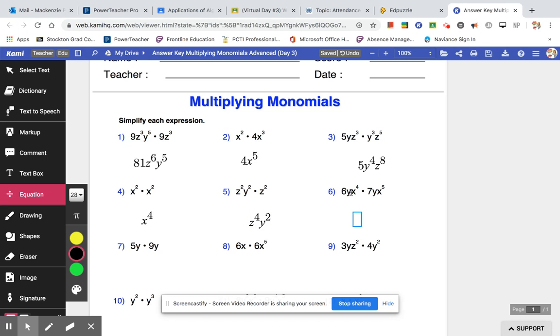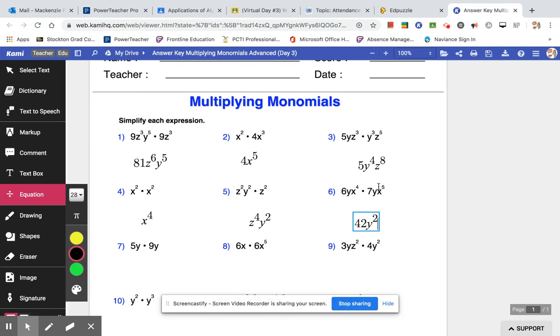Alright, so for number 6, we do have two different coefficients. We have 6 and 7. Remember, we do multiply coefficients, so that would become 42 when we do 6 times 7. Then the next base that I see is a y. This y does not have an exponent, and this y does not have an exponent, but we know that the exponent is 1. So if I add the 1 plus 1, that does become y squared.